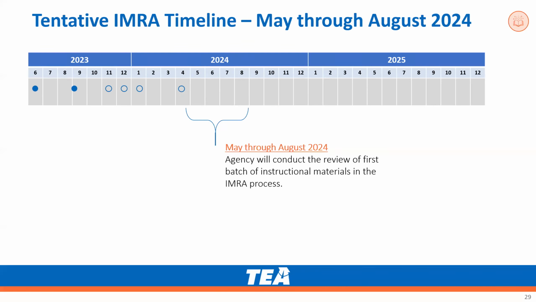Between May and August of 2024, the agency will conduct the review of the first batch of instructional materials in the EMR process. The only materials that can be reviewed are ones that have a confirmed quality rubric, which will be those content areas that I showed you on the previous slide, where the board has suggested, let's focus on those first. So that's the K-5 RLA, the K-3 phonics, and the Spanish versions of those, and then K-12 mathematics. Over this time, the agency will be conducting the review.